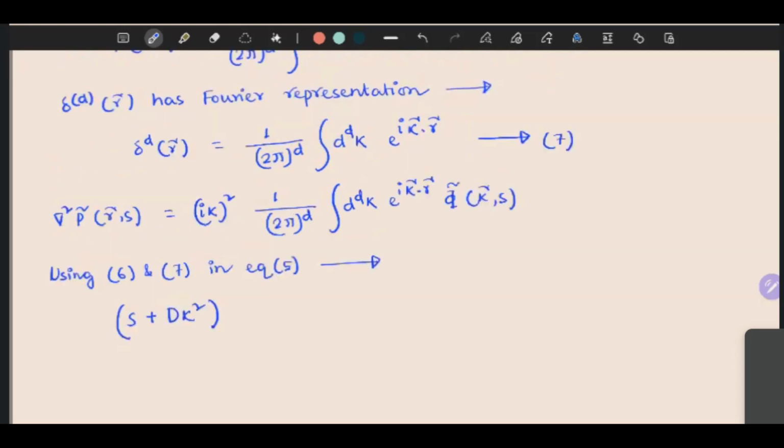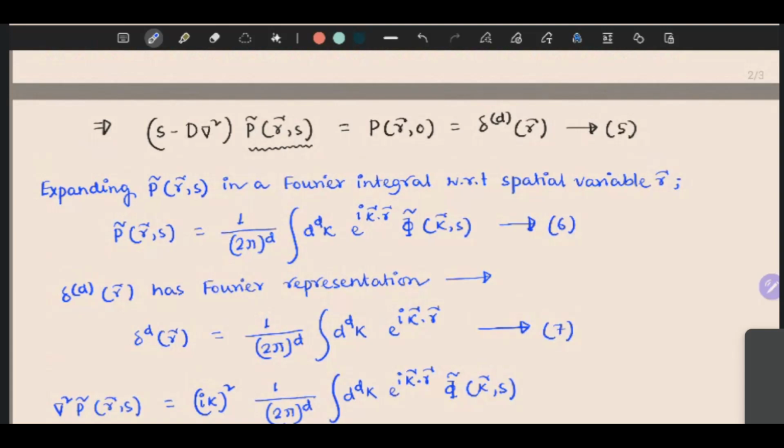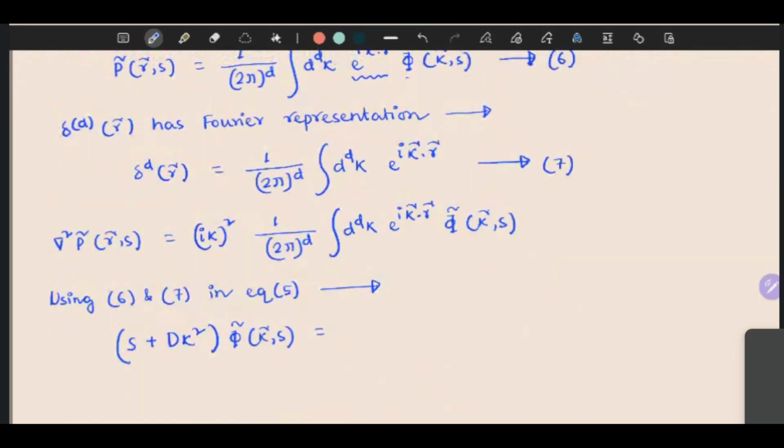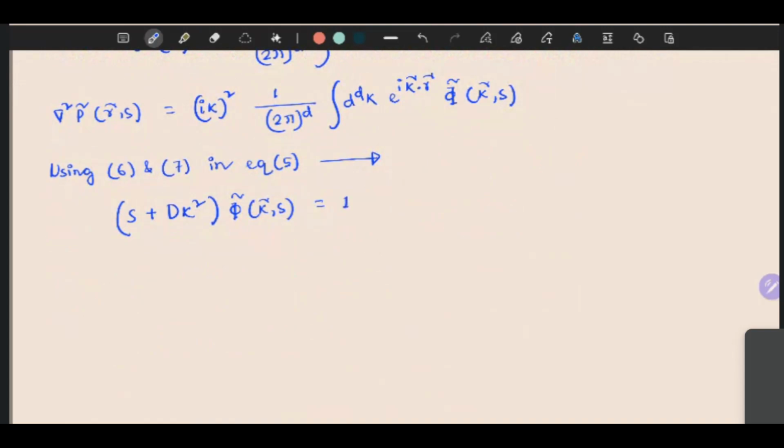So what we have done, we have written the equation in this form, and then we are equating the coefficient of the basis vector e to the power I k dot r. This is the differential part, and phi ks is the coefficient for this equation. For delta functions it will be only 1. So from here you can get phi ks is equal to 1 by s plus d k square. This is equation number 8.